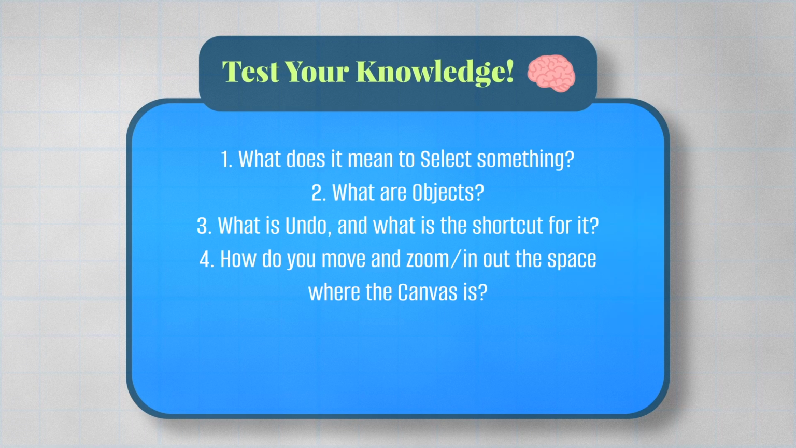So, what is selecting something? What does it mean to select something? What are objects? What is undo and what is the shortcut for it? How do you move and zoom in or out through the space where the canvas is?